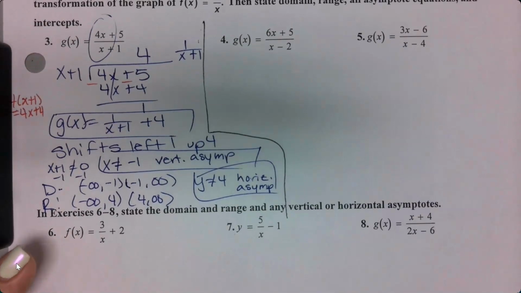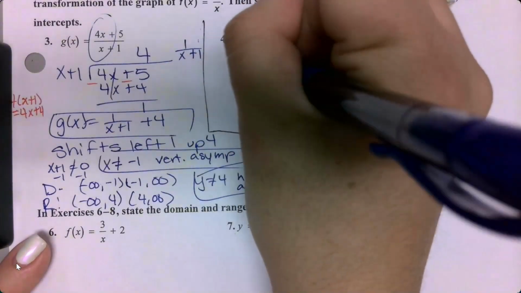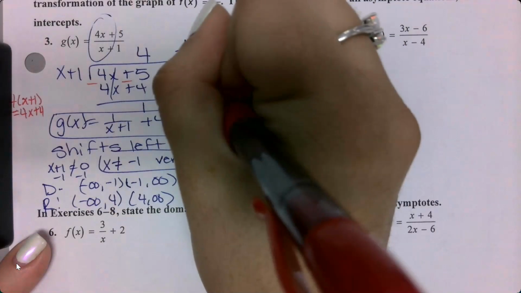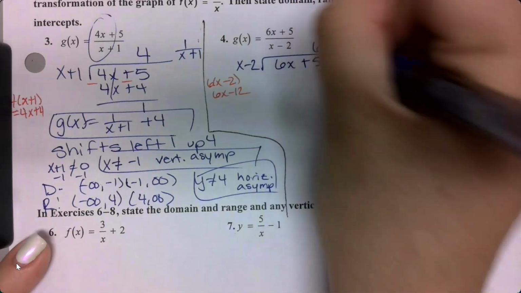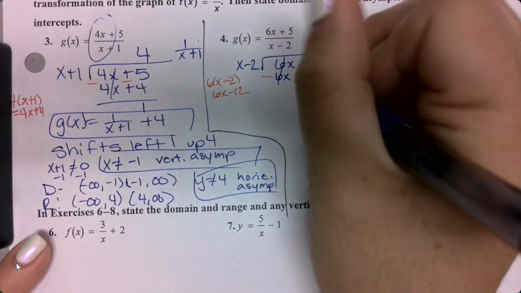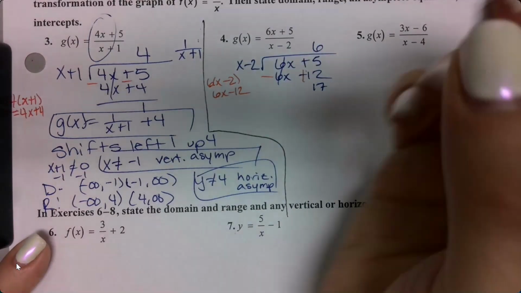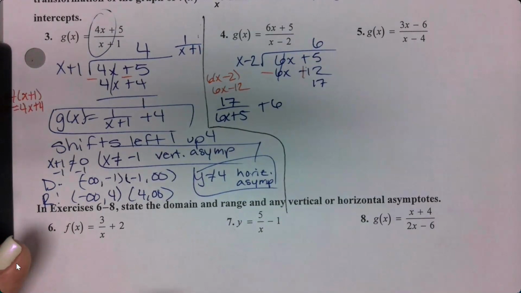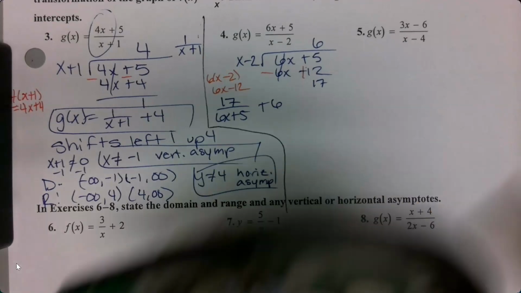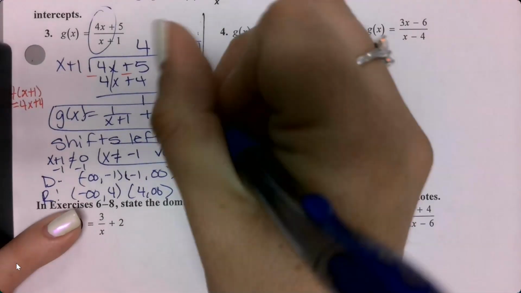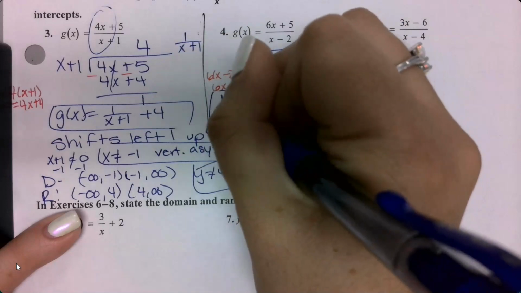Okay, so same idea for number 4. I'm going to set this up. I'm doing x minus 2 going into 6x plus 5. So this one I need to multiply by 6, which gets me 6x minus 12. I want to change these signs. The 6x's cancel out, and I have 17. So this is going to be 17 over 6x plus 5 plus 6. Oh, no, it's not over 6x plus 5, it's over x minus 2, because that's what I divided by. So this one, that's my function. This one is a vertical stretch of 17.